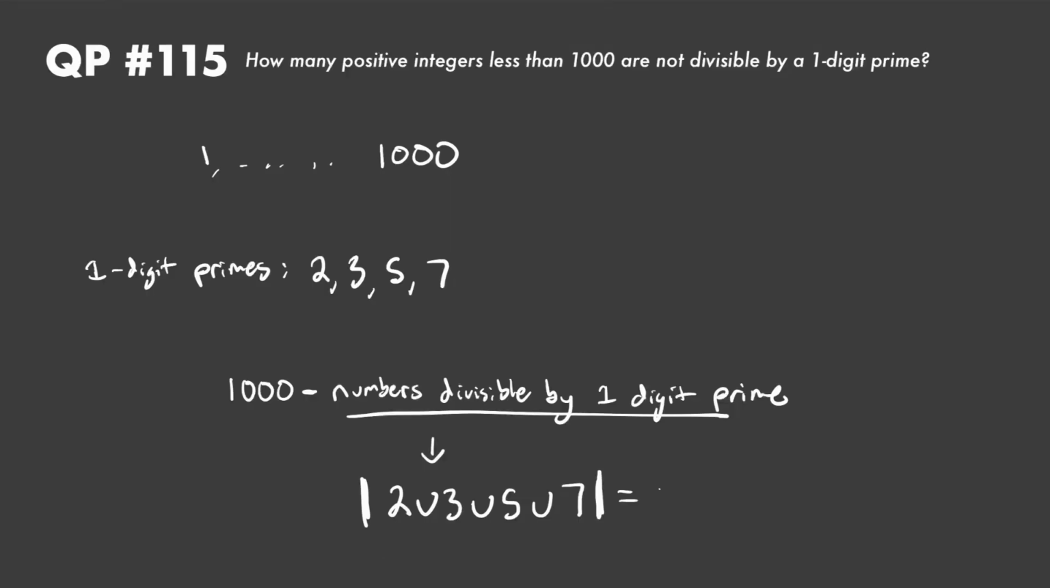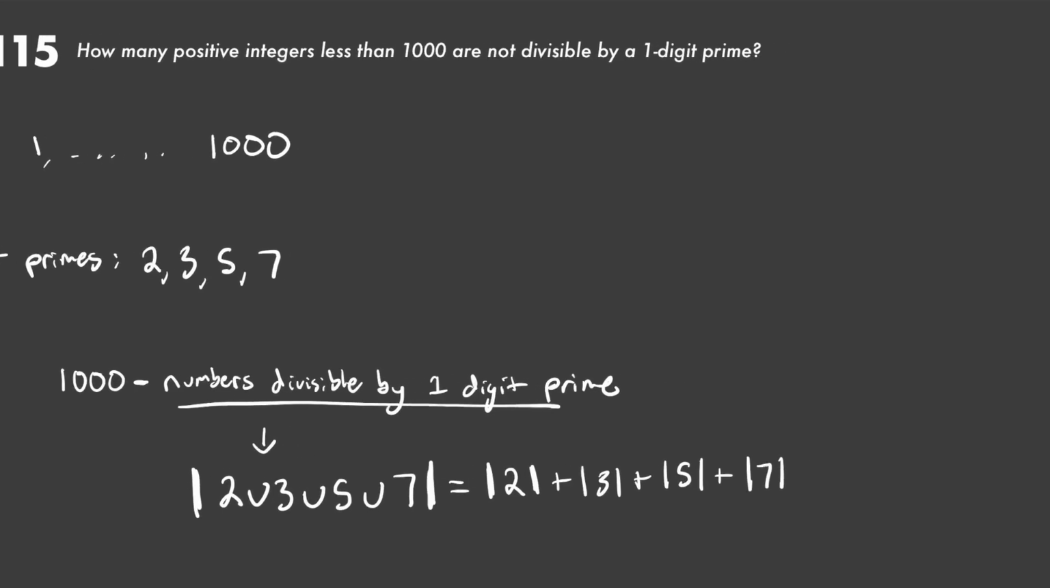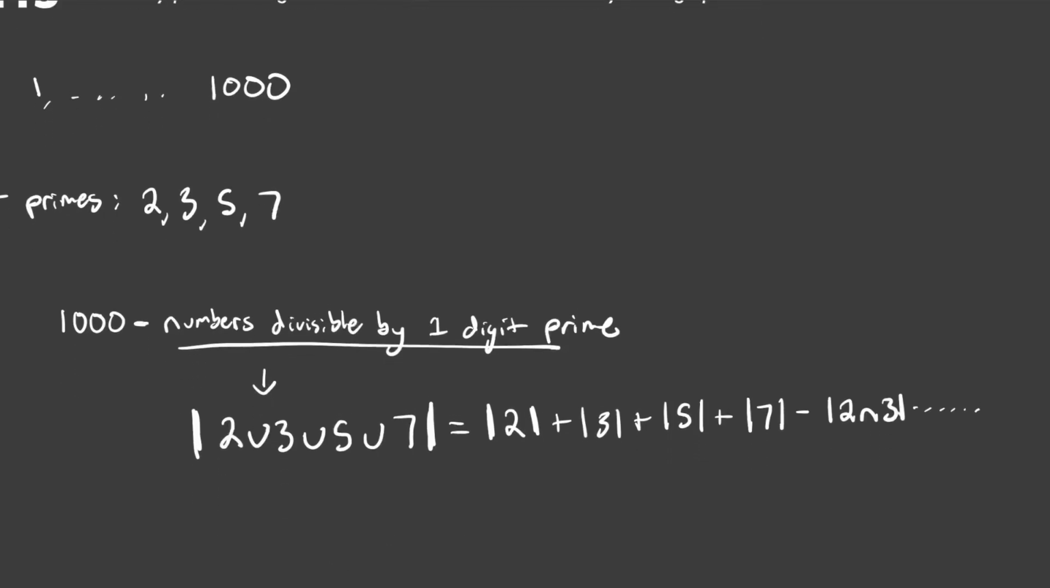And we just proved the inclusion-exclusion formula, right? We know that this is going to be equal to all of the numbers that are divisible by 2 plus all of the numbers divisible by 3 plus all of the numbers divisible by 5 plus all of the numbers divisible by 7, and then we subtract all of the pairwise overlaps. So we subtract the numbers divisible by both 2 and 3, minus the numbers divisible by both 2 and 5, etc. Then we add back the triple intersections and finally subtract off the quadruple intersections. So there should be a solid amount of calculations here, but nothing that we cannot do.